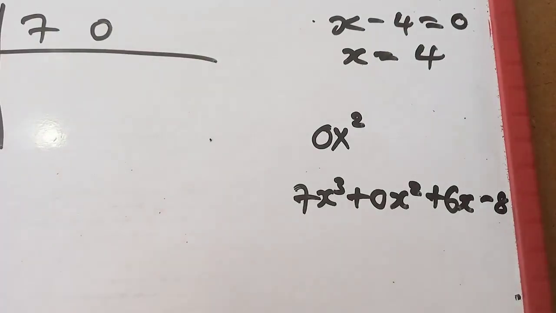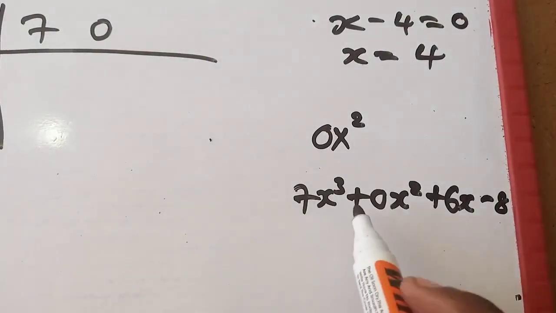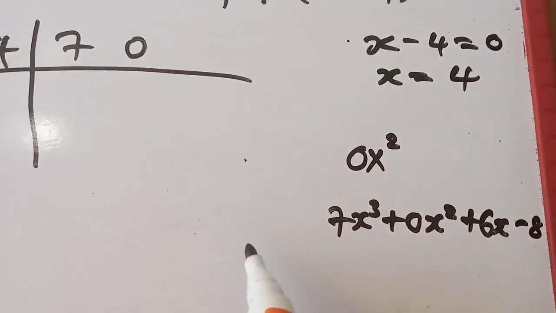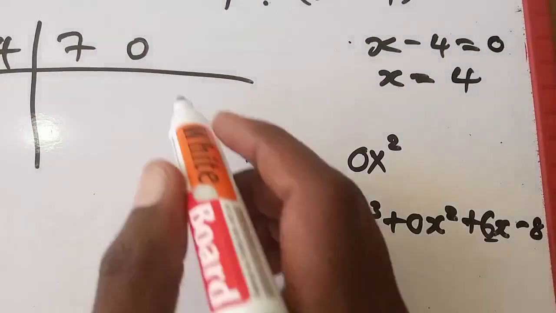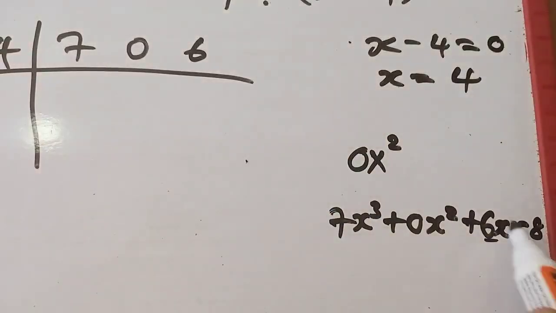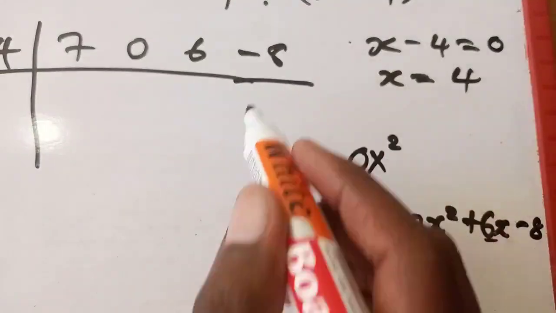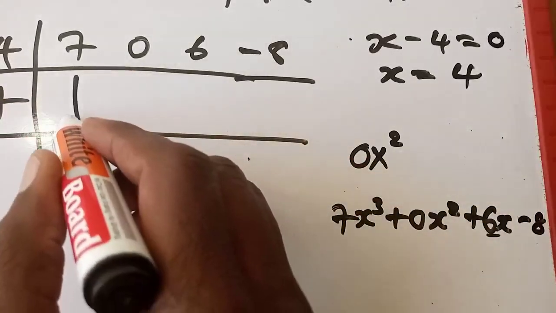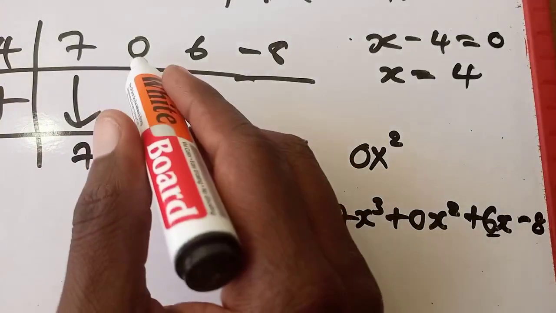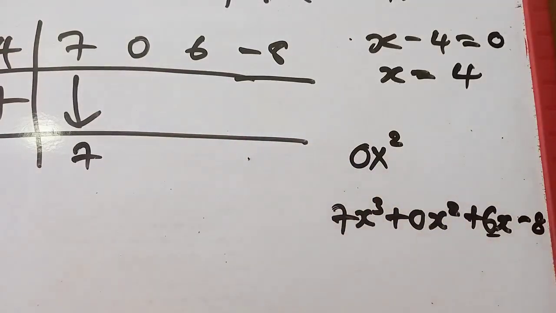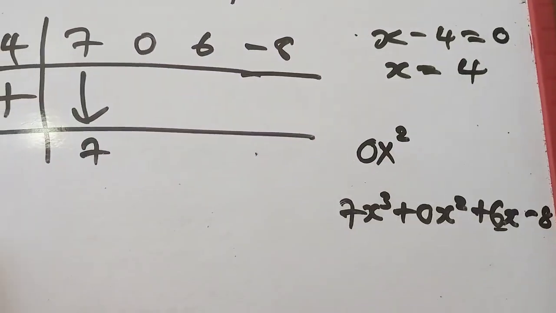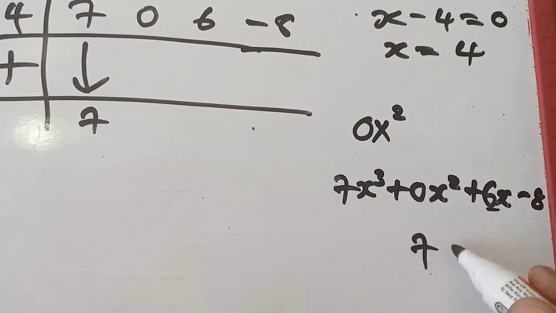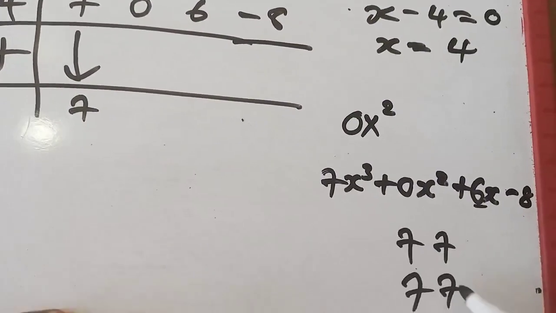All right, so when getting these coefficients, you get them like this. So this is 0, the one that is attached to this number. Then this one is 6, and this one is negative 8. Then here you bring down the 7. Then 4 times 7. What is 4 times 7? You don't need to use a calculator, you need to calculate on your own. 7, 7, 7, 7. There are 4 sevens here.